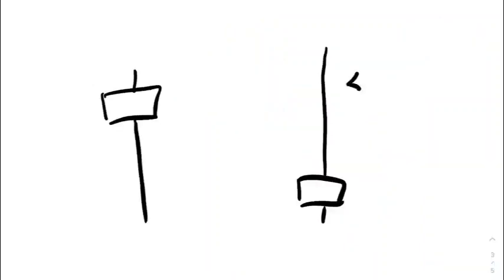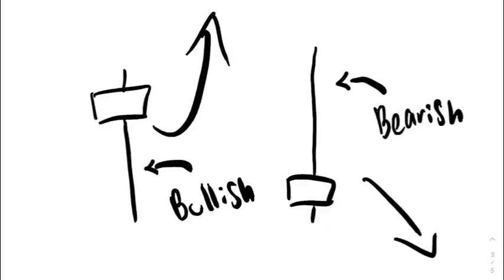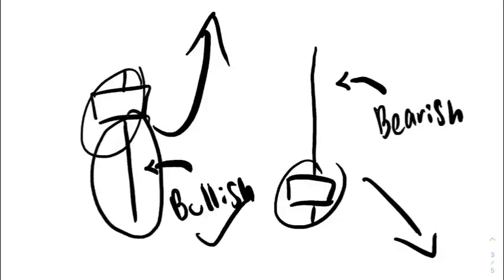Basically, if you see a candlestick that has a long upper wick like this, it means that it is bearish and price is about to go down. However, if you see a candlestick with a long lower wick like this, it means it is bullish and price is about to head up. One key thing to note is that it really does not matter what color these candlesticks are. It doesn't matter if this is green or red. As long as it has a long lower wick, it is bullish. As long as it has a long upper wick, it is bearish.